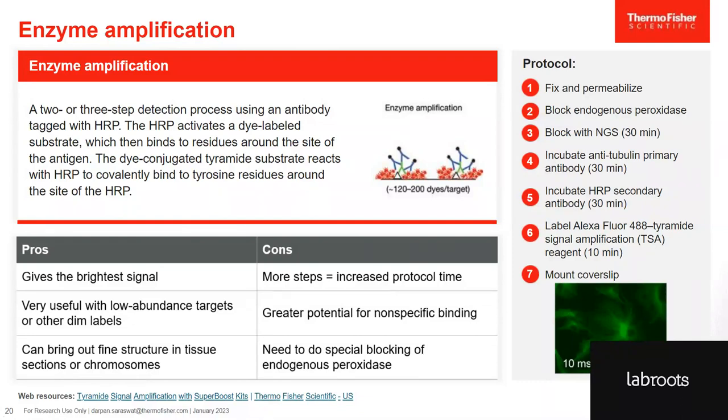This gives you the brightest signal. It is very useful with low abundance targets, and you can bring out the fine structures in the tissue. What are the disadvantages? Increased protocol time. You have to do a special blocking of endogenous peroxidase, and it has a greater potential for non-specific binding.